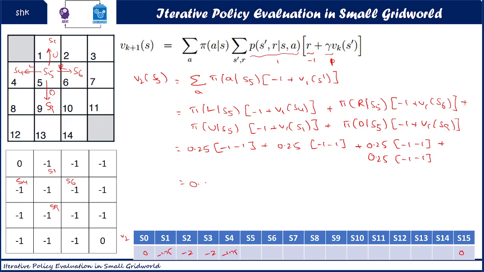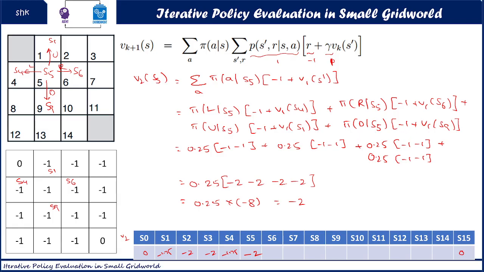Now, if you take 0.25 as common factor, minus 1, minus 2 for each term, minus 1, minus 2, minus 1, minus 2, minus 1, minus 2, which is going to give 0.25 into minus 8, which gives us minus 2. So the S5 value we got is minus 2.